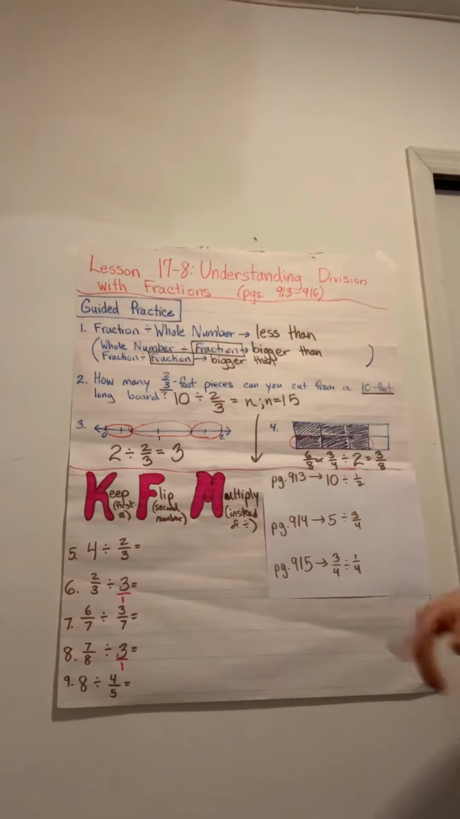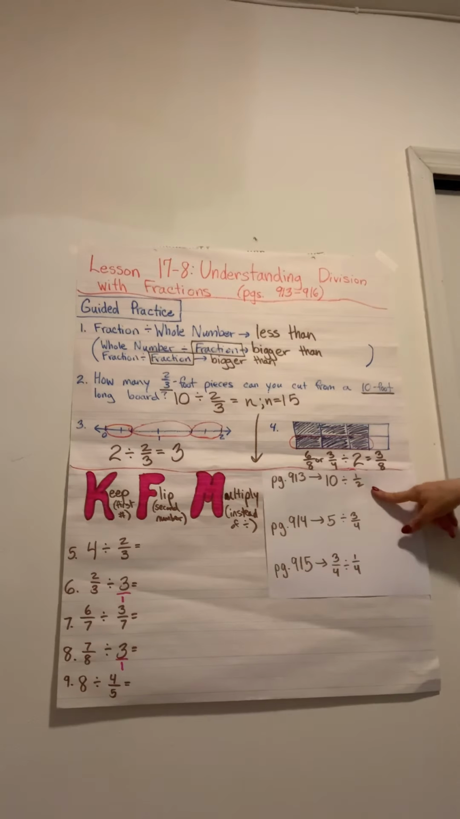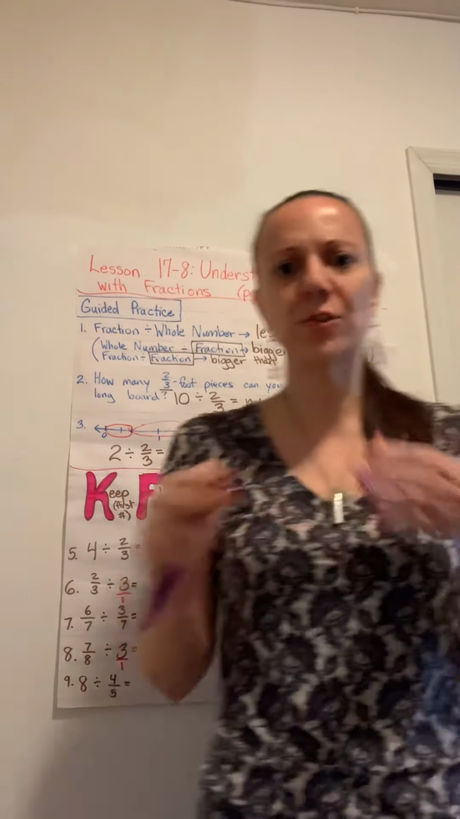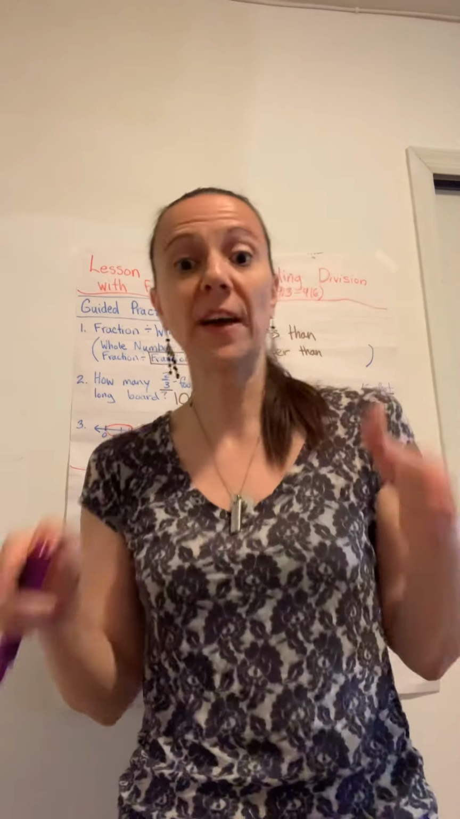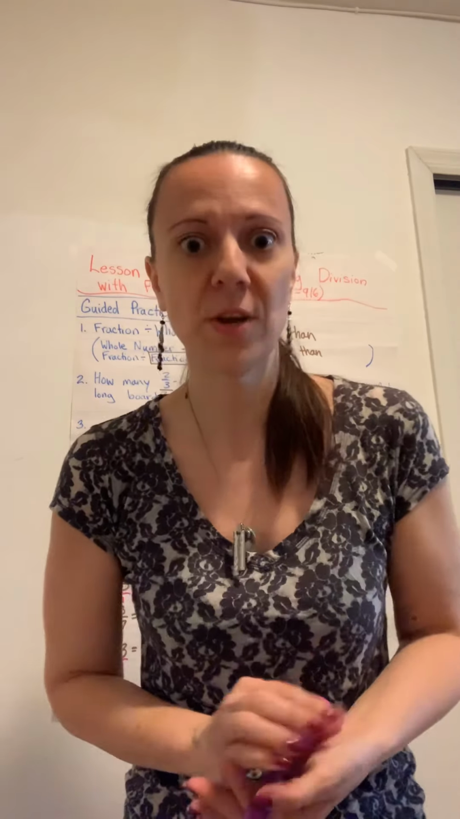Okay, so if I go back to page 913, here's our solve and share. We did 10 divided by 1/2. If you look back at the previous slide, you'll see I drew a number line. I cut it up, I circled all those pieces, I counted them up, I finally came up with the answer of 20. Watch how quickly I can do it with this strategy.